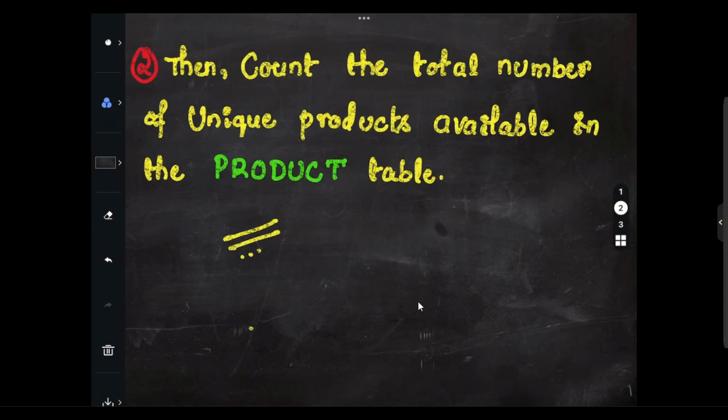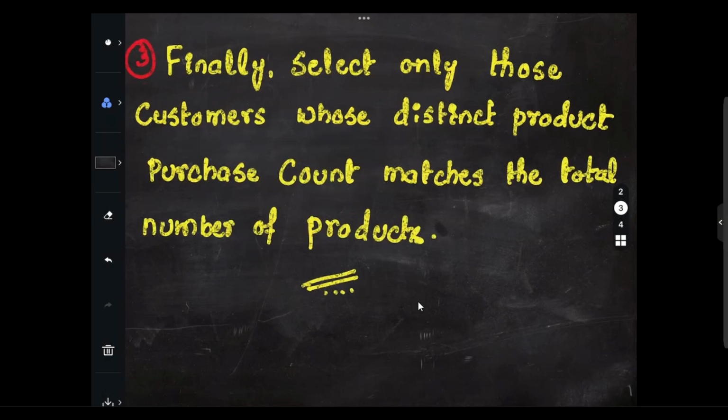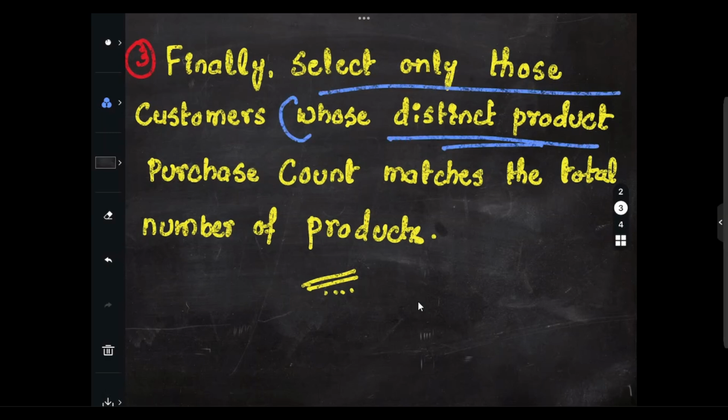The second thing here is we will count the total number of unique products. So we will count the total number of unique products that are available in the product table. This is very important, mark this one. Yeah, fine. So we will count the total number of unique products that is available in the product table, right?